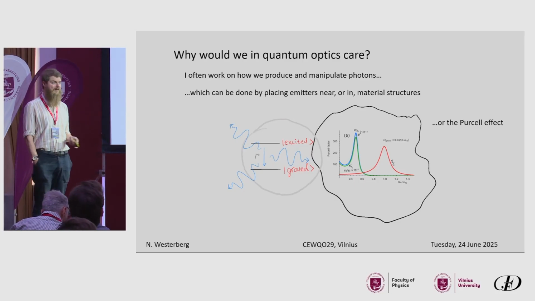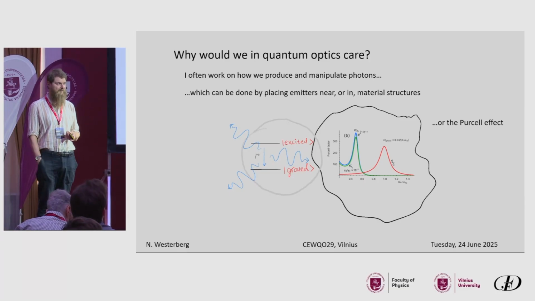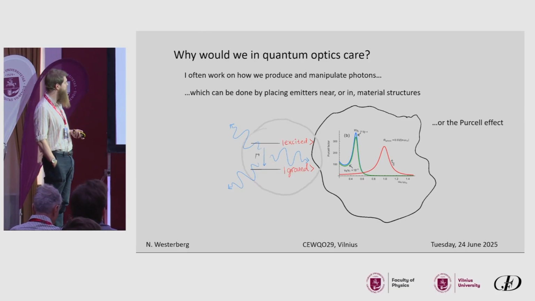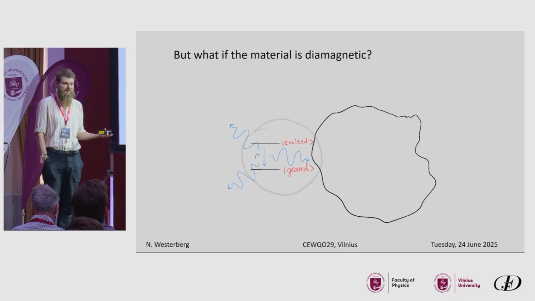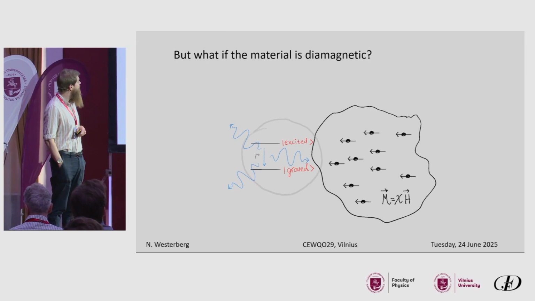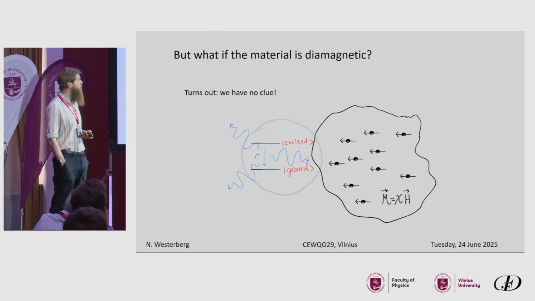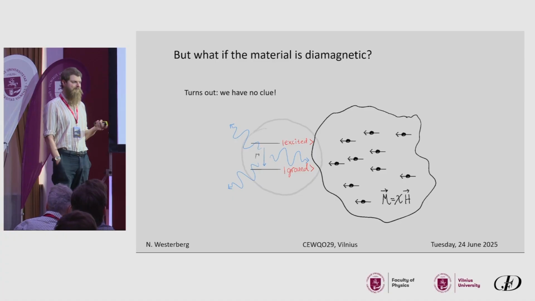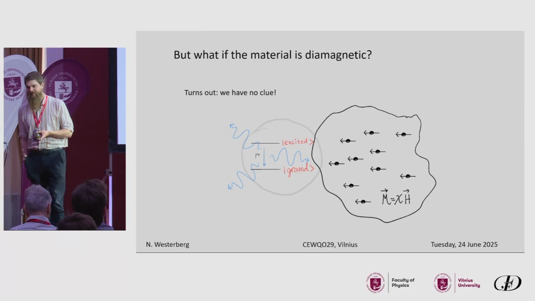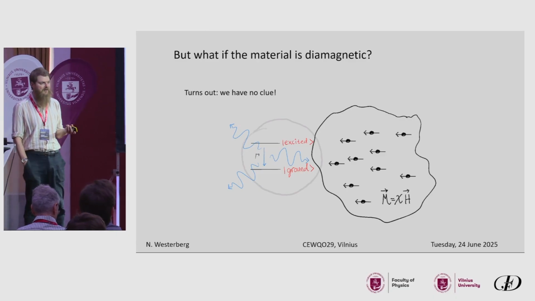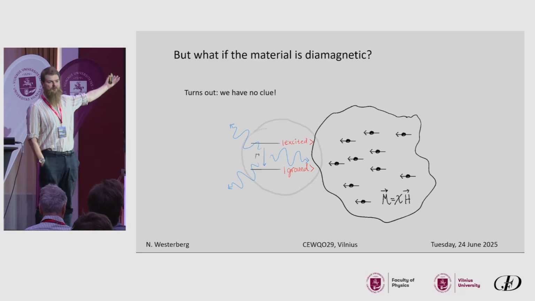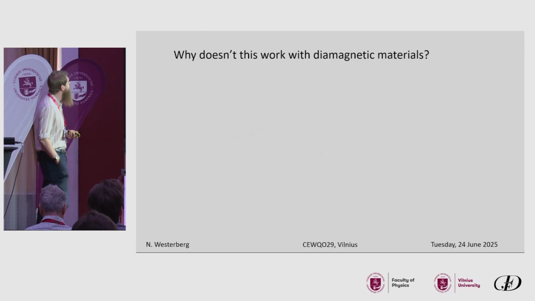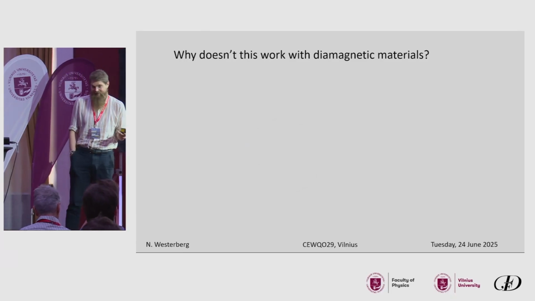This is really how I ran across this problem. If you look in the literature, you get this question of, what if this material is diamagnetic? It might sound like a bit of a silly question, but there's a theoretical inconsistency here. And it turns out that the answer is we have no clue, which is a little bit of a problem, right? Clearly something has gone wrong somewhere. It won't do, right?